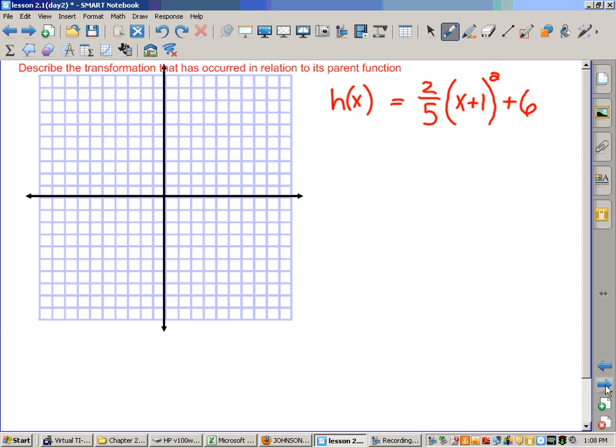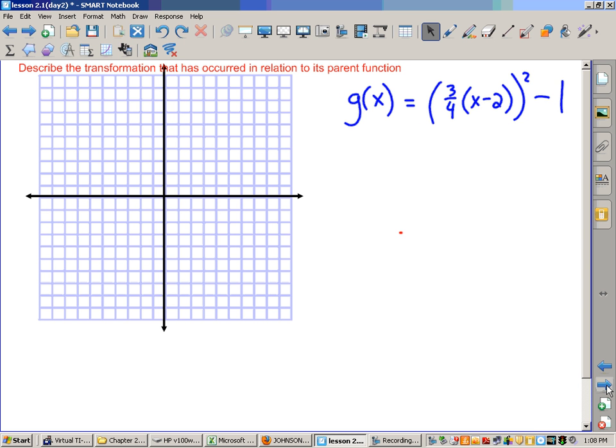All right, next one, add a little bit more. Go. Translated left by 1. All right, translated up 6, to the left 1, and vertically compressed by 2/5. That's the last one.